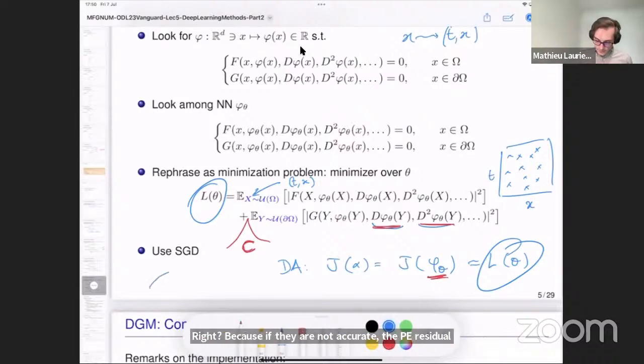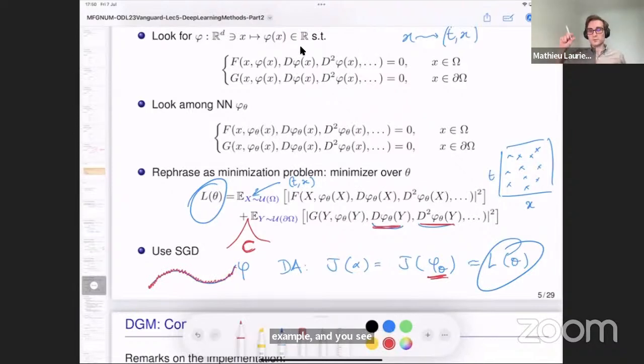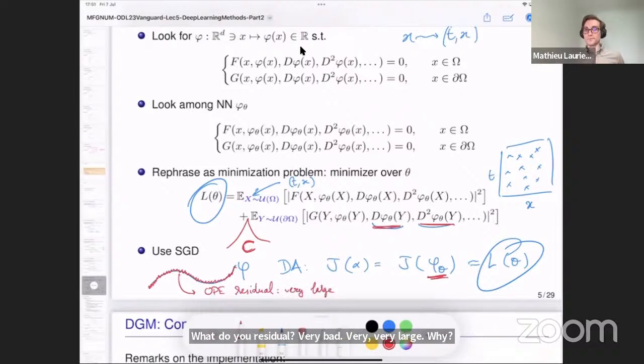Think again about the example I gave. Imagine the true solution looks like this. The true phi solution looks like this. And I approximate it using a neural network which does this, for example. And you see that, okay, in terms of sup norm, I would be very close to phi. But if I check the PDE residual, it's probably going to be very bad, or the ODE residual, if you want. Here it's one-dimensional. ODE residual, very bad, very, very large. Why? Because the gradient is completely wrong, right?